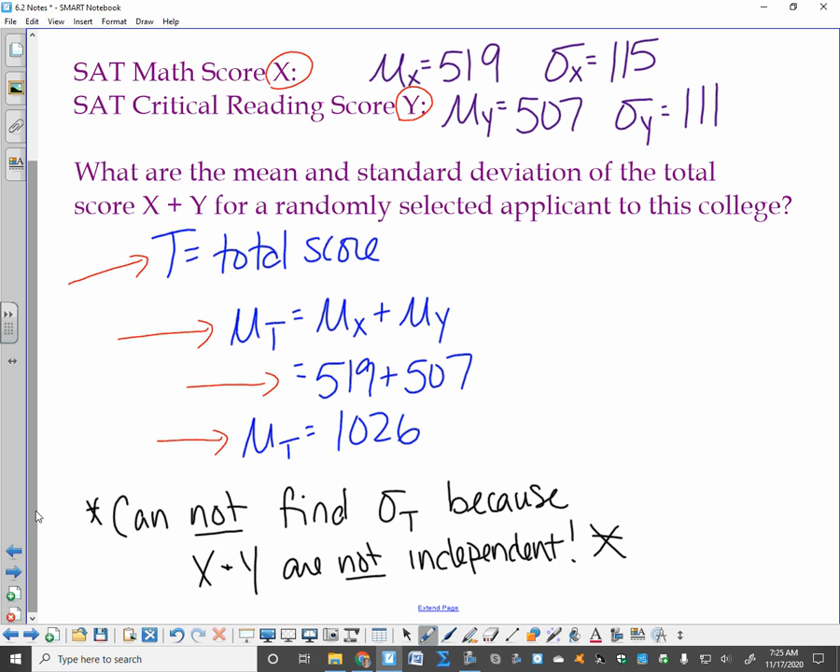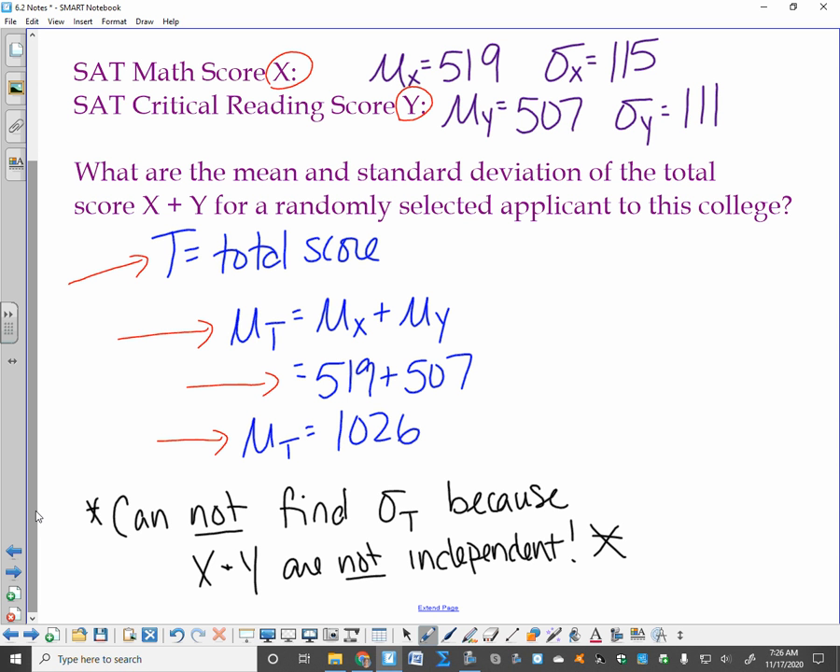Cannot find sigma sub T because X and Y are not independent. If I know what your SAT reading score is, then I bet I can predict your math score. I bet I can get it in the ballpark. Those two scores are related. Some people test really, really well, and so if they have a really high English score, they're going to have a really high math score. Some people freak out when they take standardized tests, and both their test scores are going to be terrible. And even if it's not extreme, if you do decent on the English, I'm going to bet you're going to do decent on the math.